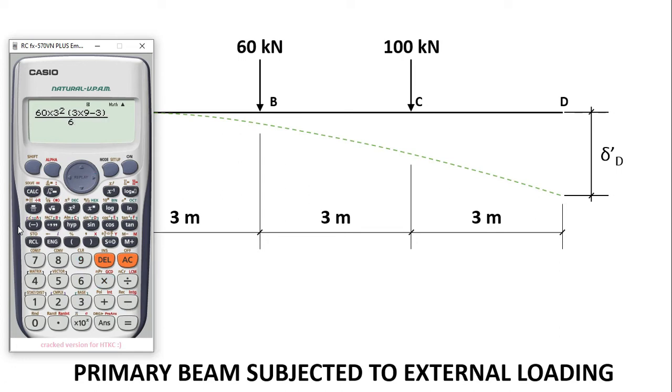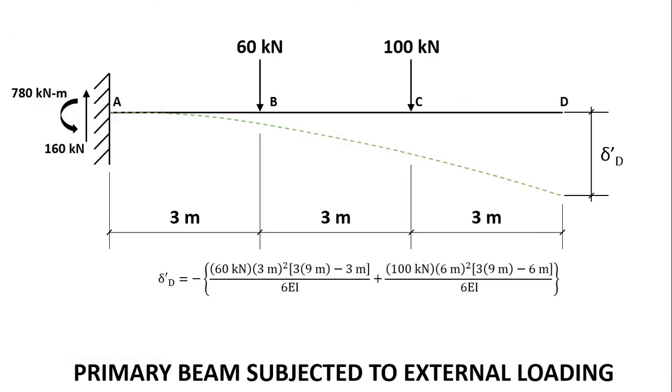Mamaya natin ilagay yung EI, no? Plus, okay, we have 100 times 6 squared times (3 times 9 minus 6) over 6. Okay, so meron tayong 14,760. At take note again, gagamitin natin negative kasi nga nasa ilalim siya. So ito yung negative 14,760 kilonewton meter cube over EI. Mamaya na natin ilalagay yung EI kasi baka mamaya hindi naman natin kailangan yung mismong value niya.